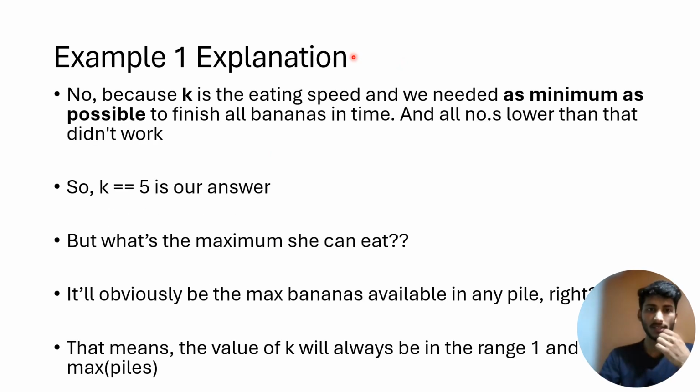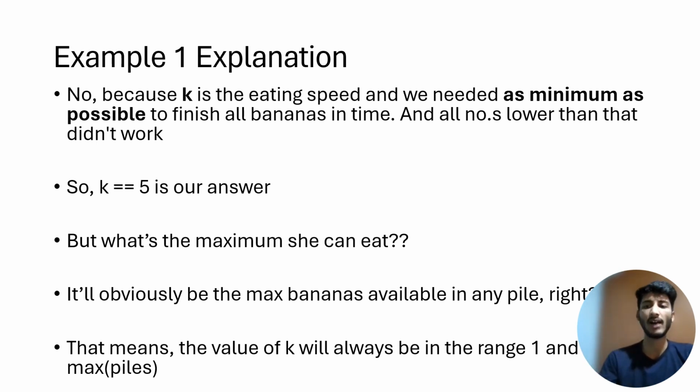Okay. So this is the complete explanation of what I just said so far. K is the eating speed, and we have to find the minimum possible. So K is our answer. And the maximum, as I told you, will always be the maximum number of bananas available in a pile, right? Why is it always the maximum value?